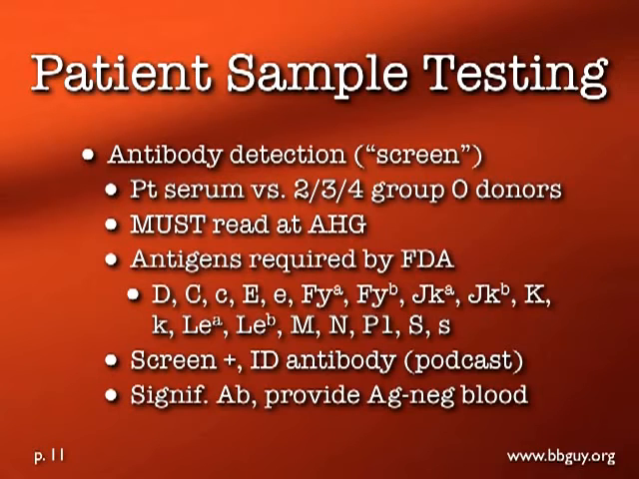If the screen is positive, you have to identify the antibody. You have to determine whether it's a significant antibody or not, and that's going to be covered in the next podcast, so we won't talk about that anymore. If there is a significant antibody, then you need to, as best you can, provide antigen-negative blood.